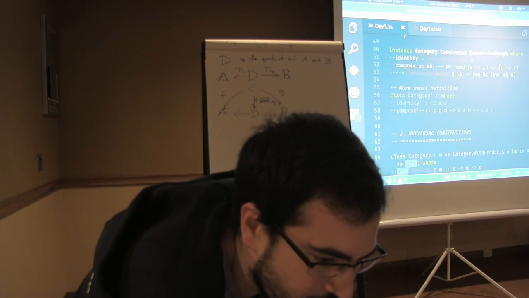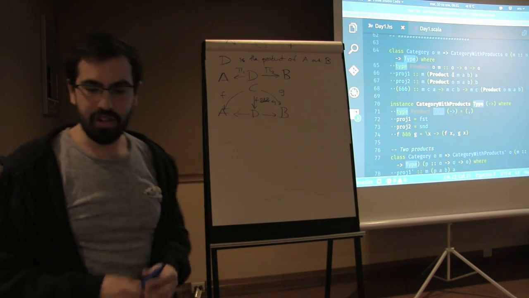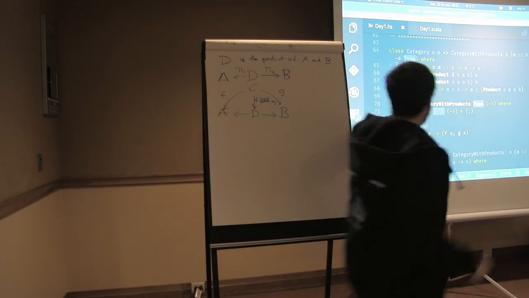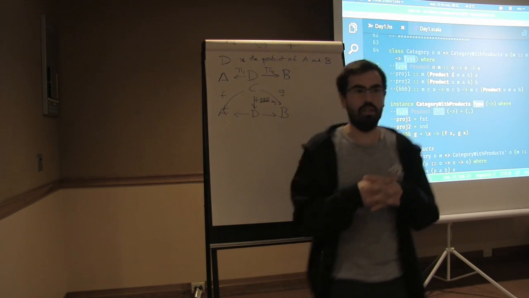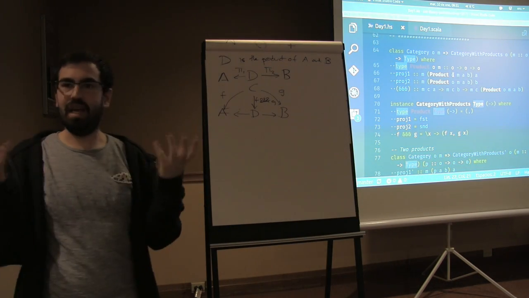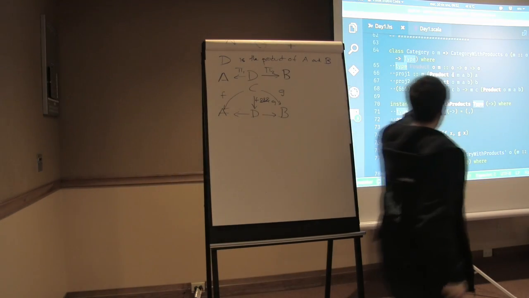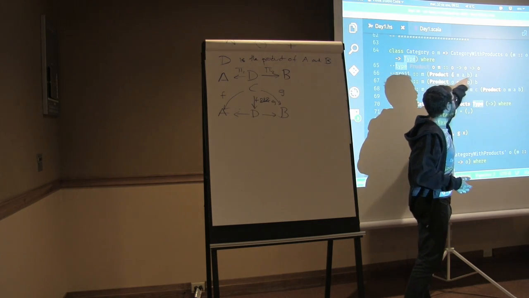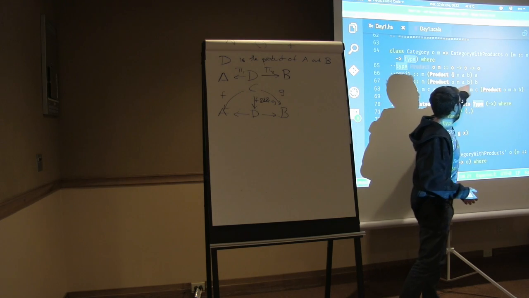So let's see how this looks in Haskell. Let's try to define what a category with product is. This is the thing telling you what the product is, because we need to give it a name. And then we have these two arrows. Remember, the first arrow goes from the product of A and B to A, and the second goes from the product of A and B to B.